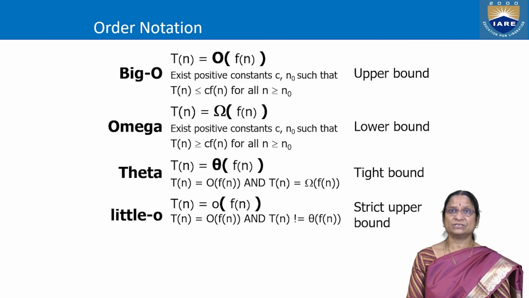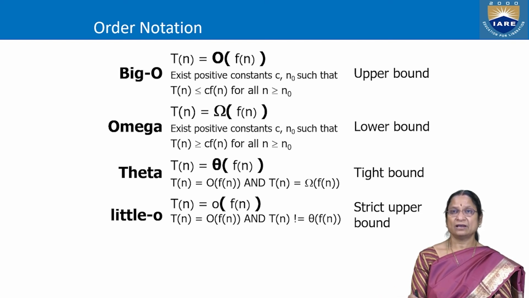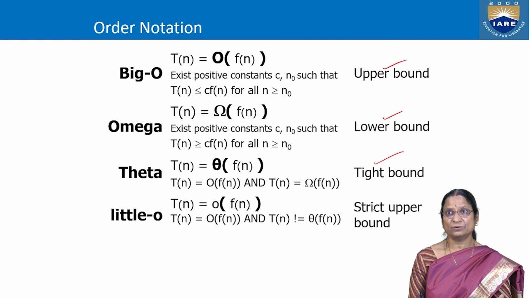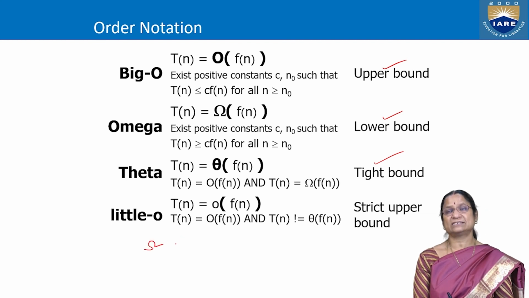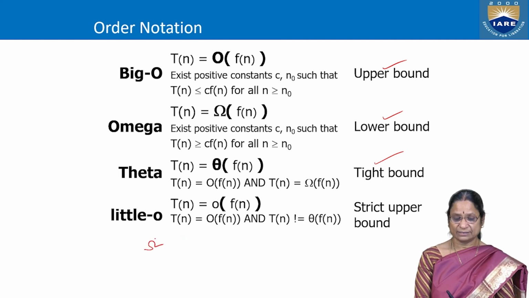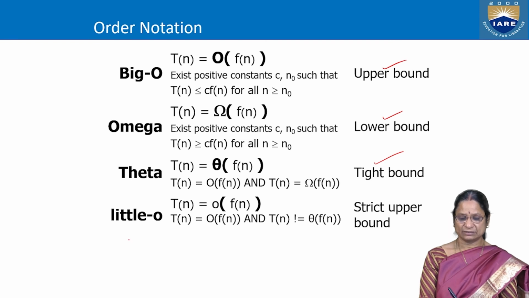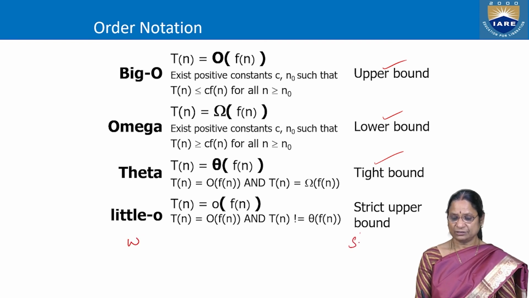So the order of notations is big O, omega, theta, and little o. In summary, these are all definitions. Big O is the upper bound, big omega is the lower bound, and big theta is the tight bound. Little o is a strict upper bound, and little omega is considered a strict lower bound.